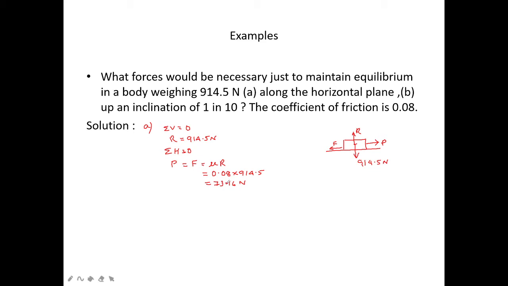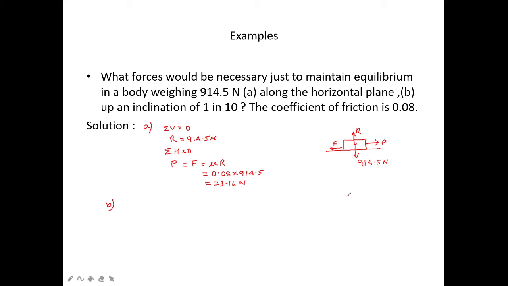So this is the answer of this, 76.16 Newton. Now for case B, of an inclination of 1 in 10.